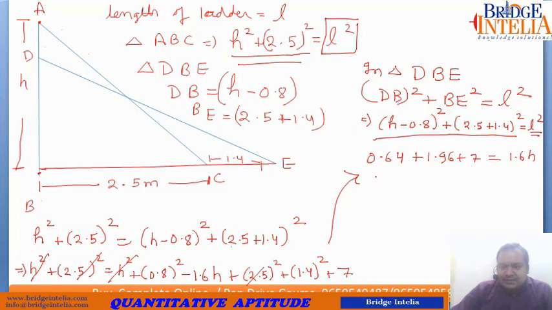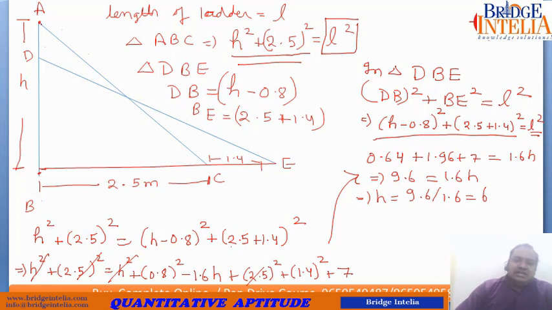So 9.6 is equal to 1.6h. So from here h comes out to be equal to 9.6 upon 1.6, which is equal to 6. So the initial height comes out to be equal to 6. If you have the value of h, you can substitute this value here. You will get the value of L square, and then from L square you can calculate the value of L.